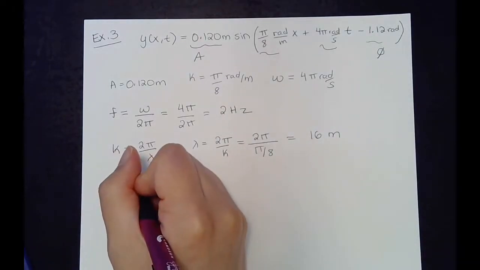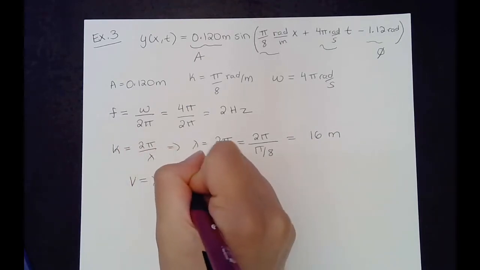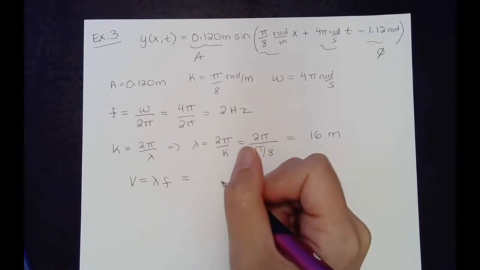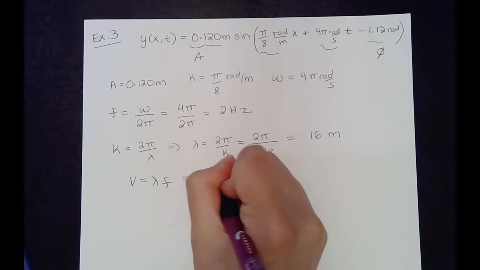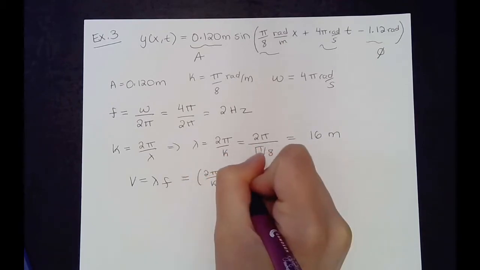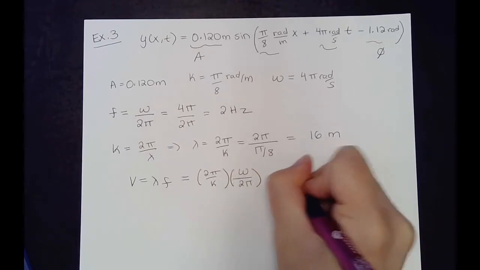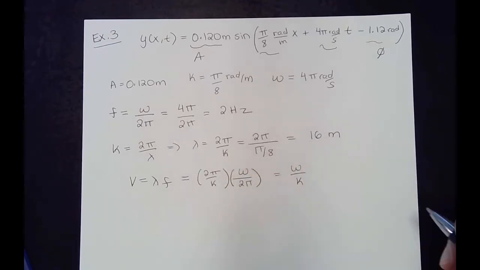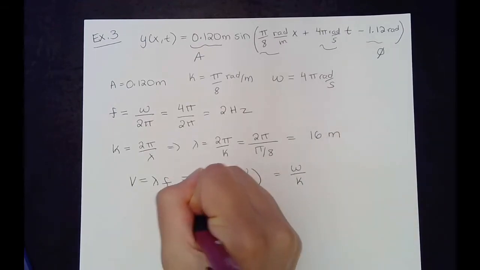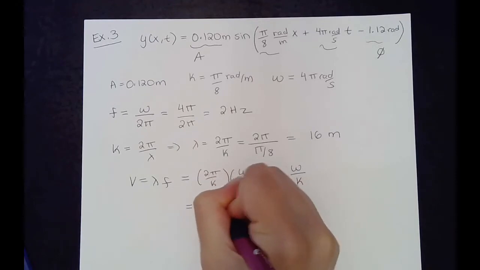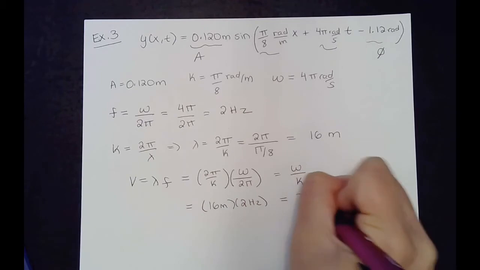And then we can find the wave speed. So v equals lambda f. I'll show you here why you can use omega over k. I know I said that before, but if we plug in for lambda, we have 2 pi over k, and then plugging in for the frequency, omega over 2 pi, we get omega over k. So both are equivalent. Since we already have lambda and f anyway, 16 meters times 2 hertz gives 32 meters per second.